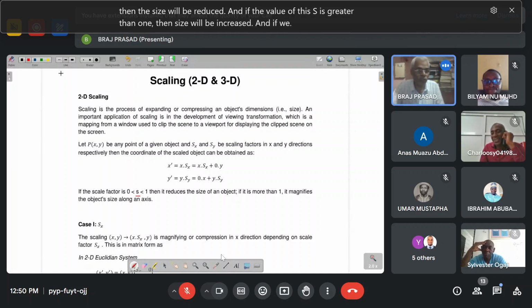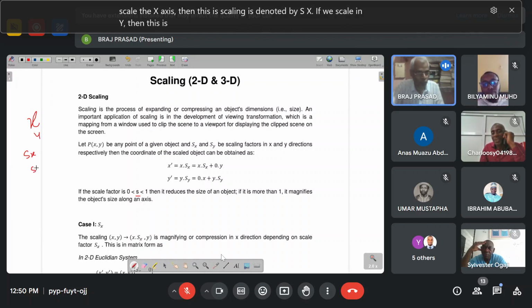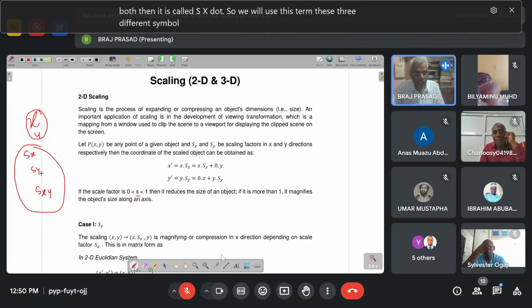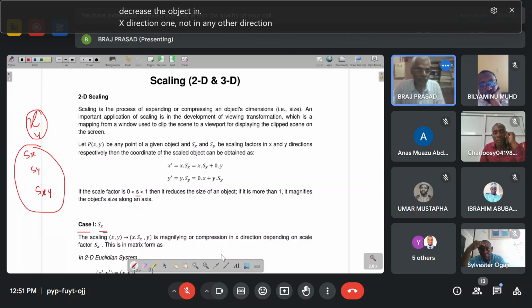And if we scale the x axis, then this scaling is denoted by sx. If we scale in y, then this scaling is denoted by sy. And if we scale in x and y both, then it is called sxy. So we will use these three different symbols. So for case 1, if we want to scale or increase or decrease the object in x direction only, not in any other direction, then the scaling vector will be sx.